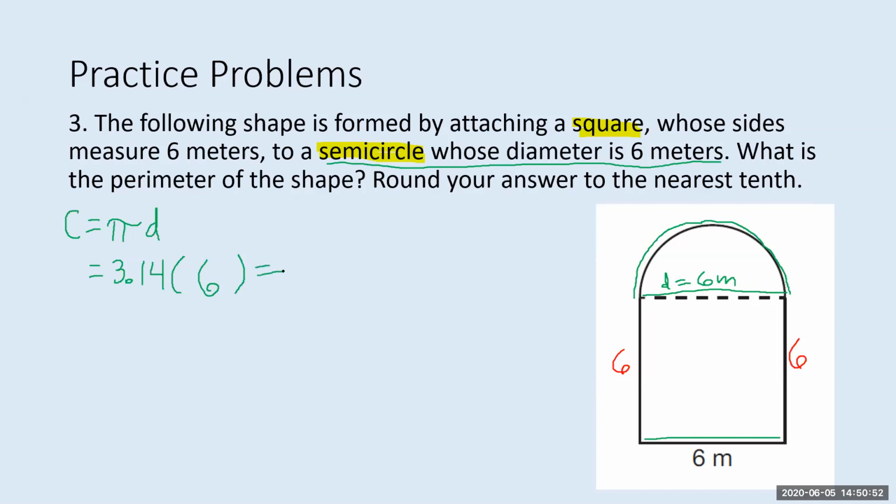I'm going to go ahead and do that multiplication. Where's my calculator? Oh, here it is. Okay. So 3.14 times 6 meters gives me the total circumference around our imaginary circle, right? Our imaginary full circle. The total distance around it is 18.84.